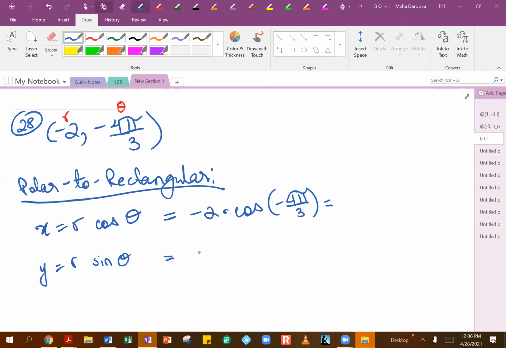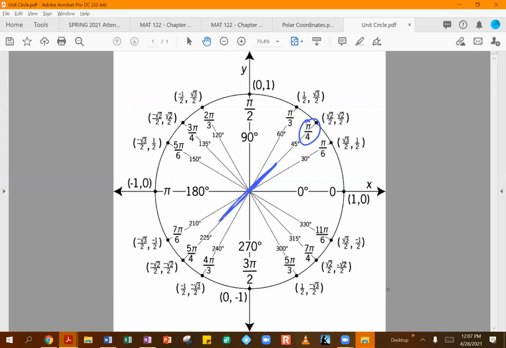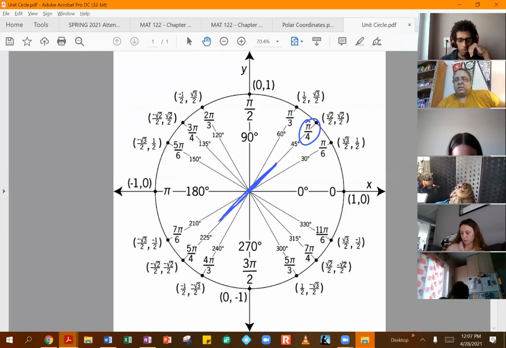And for the y value, same thing, -2 times sine of -4 pi over 3. So let's find that negative 4 pi over 3 on our unit circle. Which angle is negative 4 pi over 3? You see the positive one, but what's the negative one? What's the equivalent to your negative 4 pi over 3 on the unit circle?